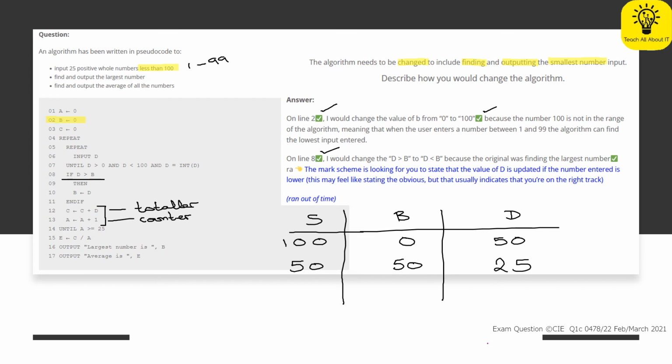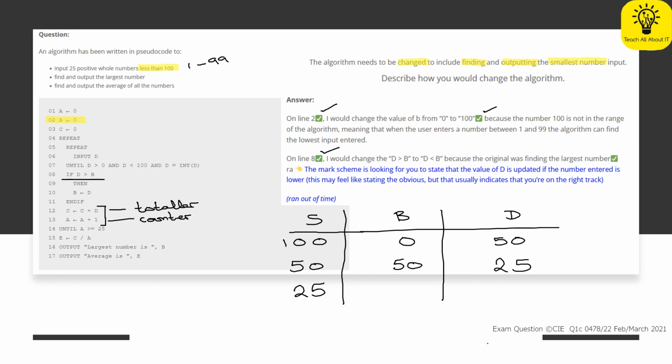I input 25. If D is more than B, D is not more than B, D is now 25. 25 is lower than 50, so we ignore that one. But if D is less than S, S is then going to take that value. So you can see now B is finding the highest number I've input and S is finding the lowest number I've input. So essentially what you're doing is taking what's already there and just adding to it.